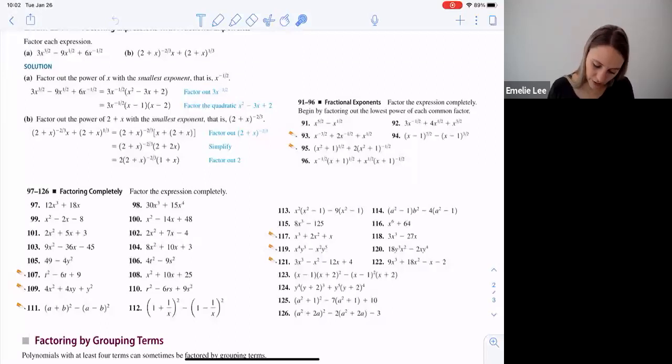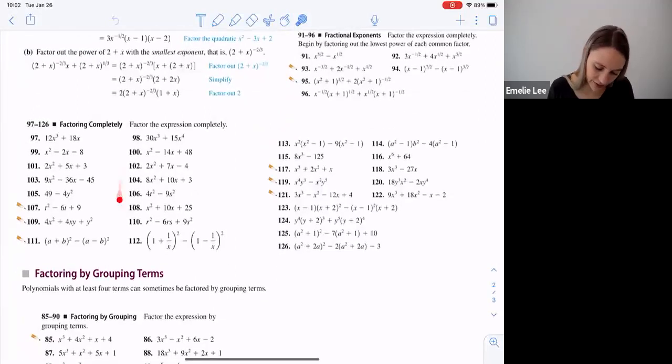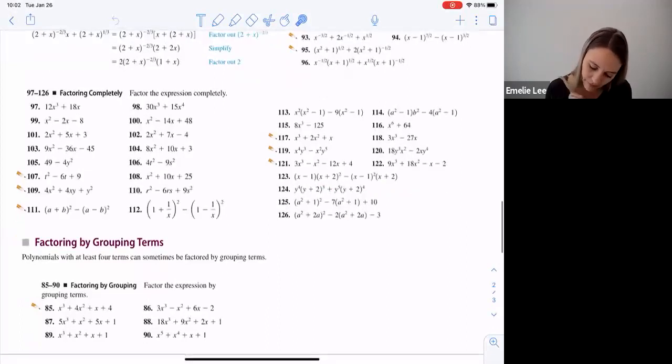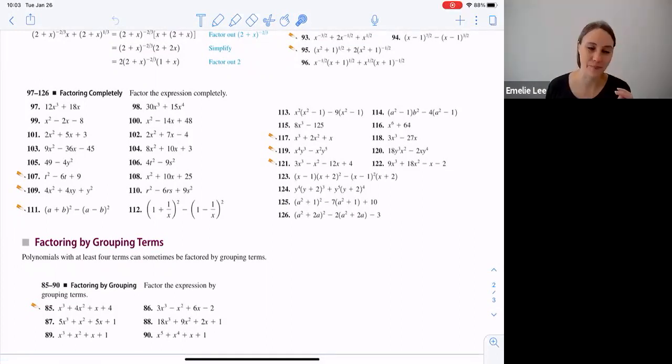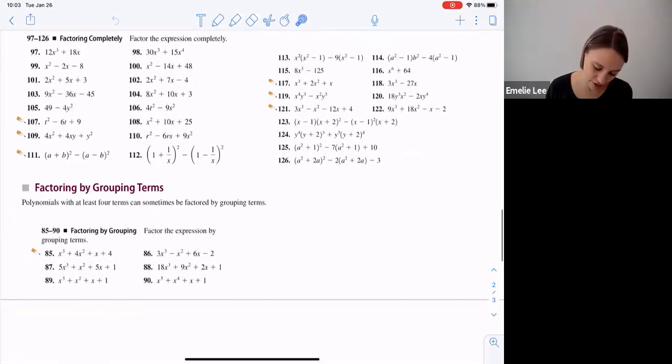Okay, and there are lots of other problems here that you can work through and try. I don't think there's any more fractional exponents here that I can see, but that's okay. We can try factoring some other things. And in the next section I'll show you some more factoring tricks. So we'll have a couple of tricks up our sleeve.